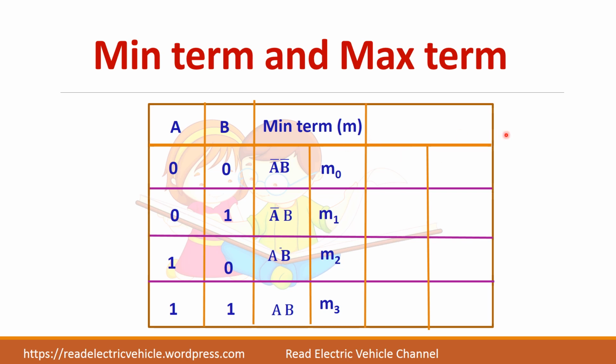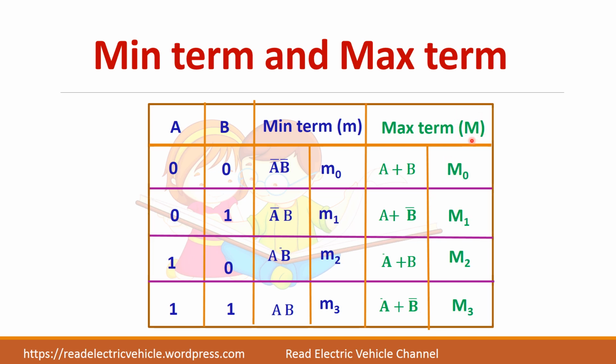For writing the max term for the same combination of inputs, 0 is the normal form and 1 will be the complemented form. So it is A plus B. Here the operator is changed to plus, whereas there we have a product. And this will be A plus B bar. So we can write A bar plus B and A bar plus B bar. And here capital M should be used.